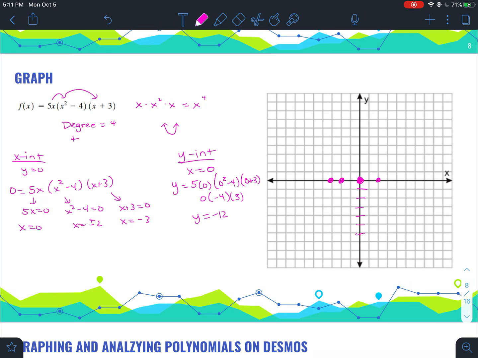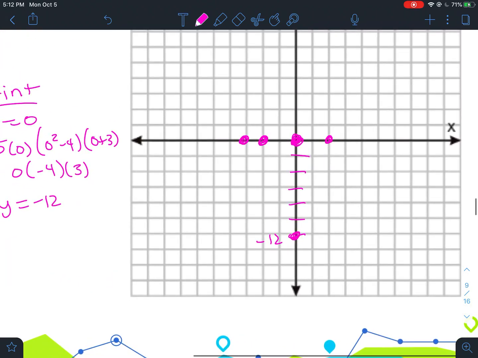So I'm going to go by 2's, negative 2, negative 4, negative 6, negative 8, negative 10, negative 12. So it's going to cross the y-axis there. The number of turning points, since the degree is 4, can be 1 less than that. So I could have up to 3 turning points. I know the end behavior was up and up, so it's going to start up. And then it's going to have to come back through because it's going to cross through each of those x-intercepts.